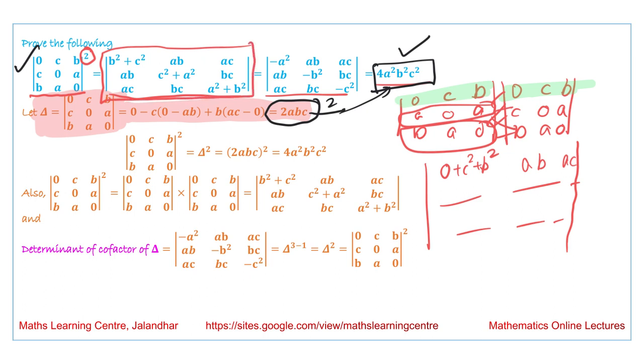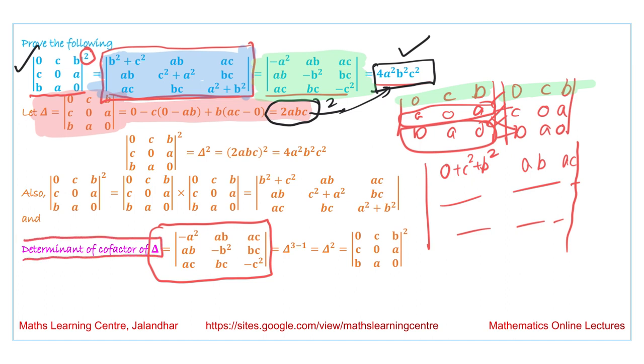So we have proved that the square of this matrix is equal to this particular value. And in the last part, we have to prove that it is equal to this value. Writing delta as minus a square, ab, ac; ab, minus b square, bc; and ac, bc, minus c square. This is basically the determinant of the cofactor matrix of delta.